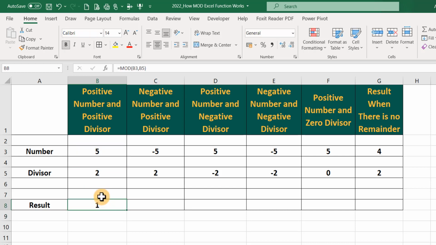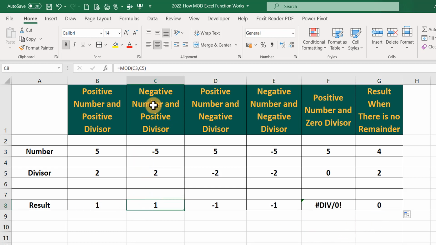So notice the remainder: 5 divided by 2 is 2 remainder 1. So this function returns the remainder. And notice that the divisor sign is positive, and that is why the result is positive. So to input the same formula into the other cells, all we need to do is to copy this formula using the fill handle into other cells. And there we go. Wow. So you can see for yourself.